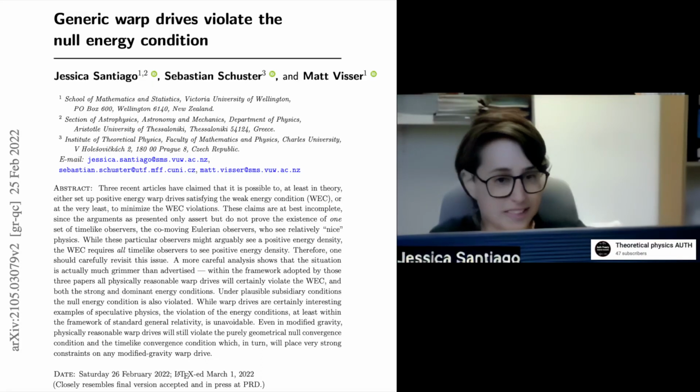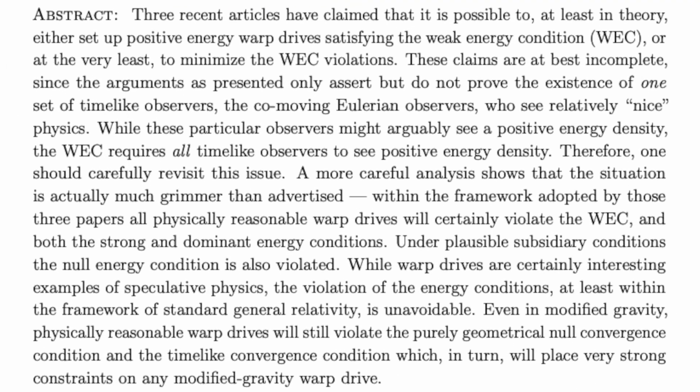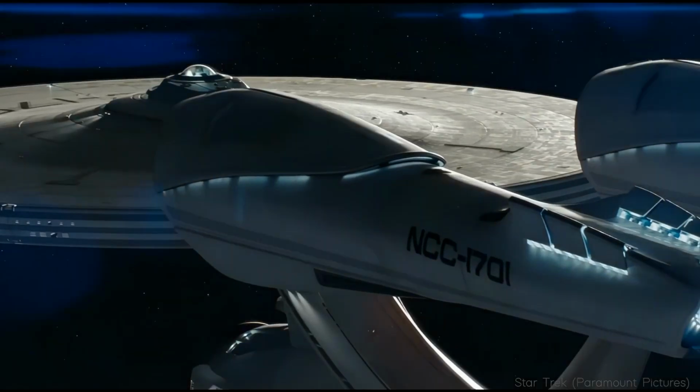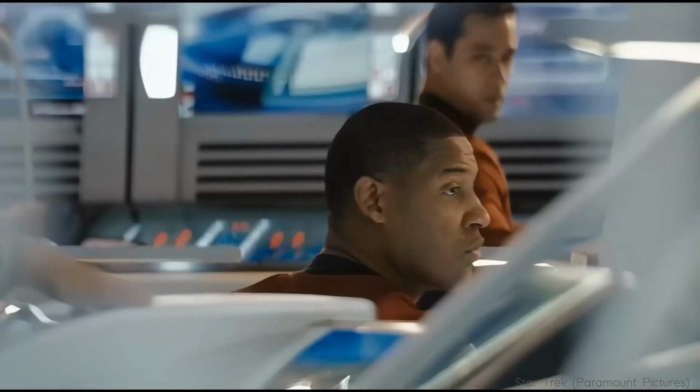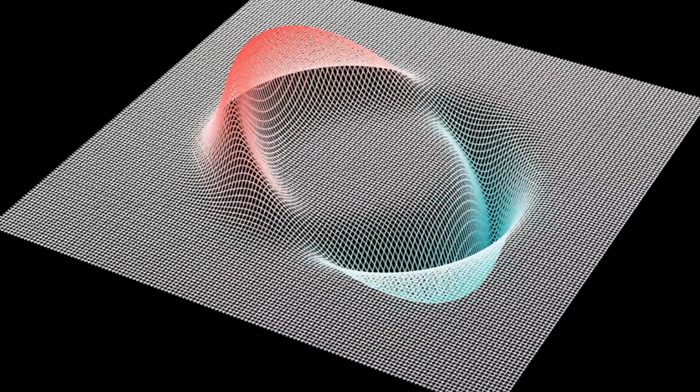But before we get too giddy with excitement, not everybody agrees. Just last year, Jessica Santiago and colleagues pushed back that these papers are all mistaken. They argue that what these papers accomplished is to find a positive energy solution for one particular choice of observer, but the weak energy condition demands this to be true for all time-like observers. And indeed, they further conclude that all three of the proposals certainly do violate the weak energy condition when examined more carefully, and further, this is sadly a generic feature of warp drives more broadly.